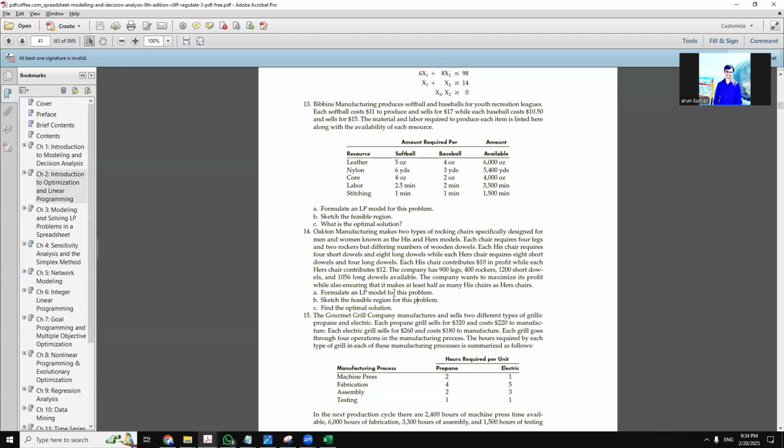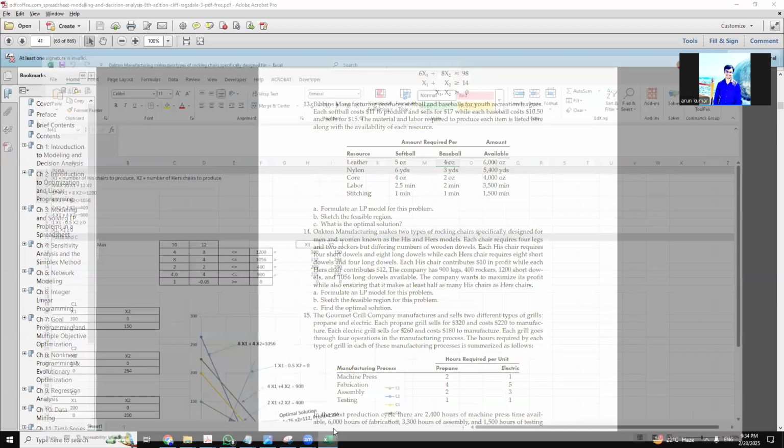For the formulation and sketching the feasible region diagram, I've used Excel, and in that Excel I created the graph and formulated the LP model of this problem. So let me go back to the Excel.